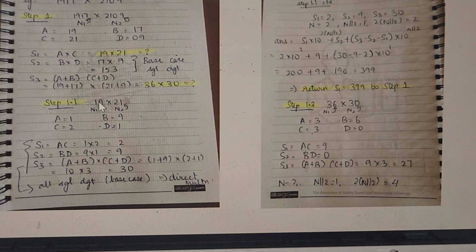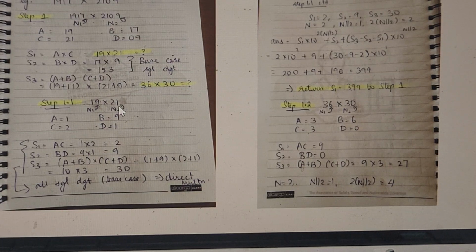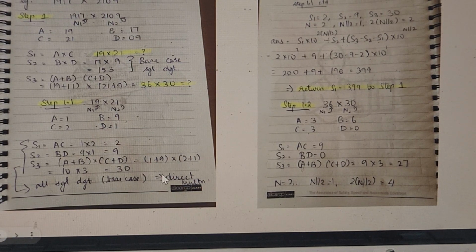Again, not the base case, so divide. 19 is split into A1, B9. 21 is split into C2, D1. Again try to calculate S1, S2, S3: A, C, B, D, A plus B into C plus D. Luckily everything here is single digit, so normal multiplication. AC is going to be 1 into 2 is 2, BD is going to be 9 into 1 is 9, A plus B times C plus D is going to be 1 plus 9, which is 10, into 2 plus 1, which is 3, so 30.